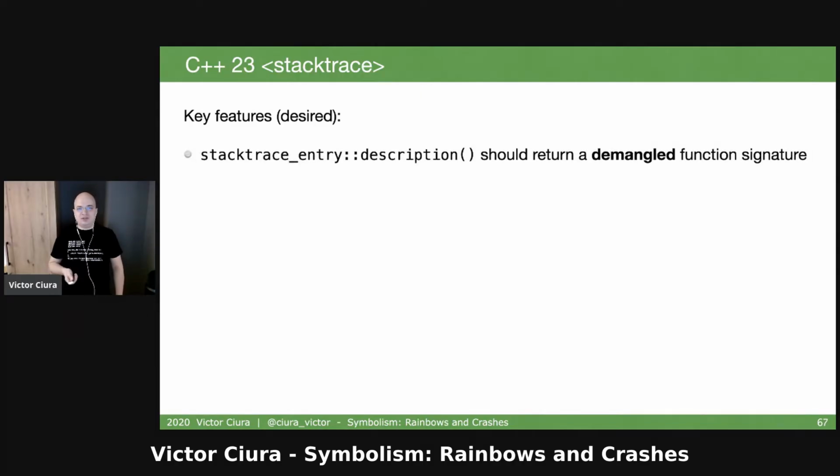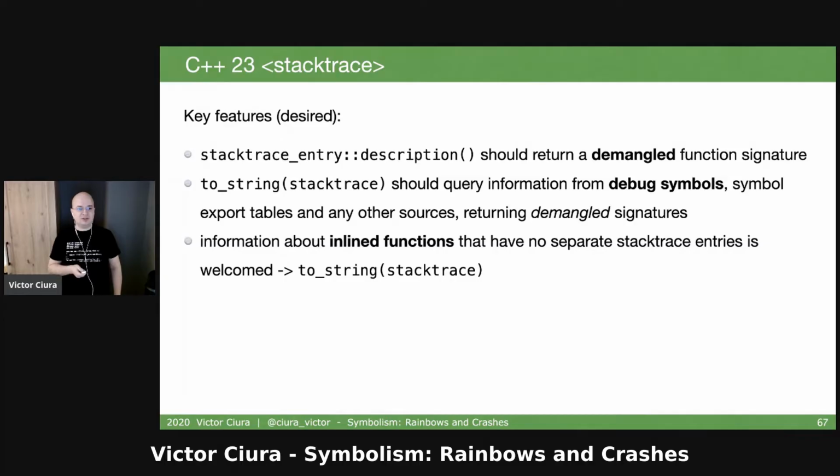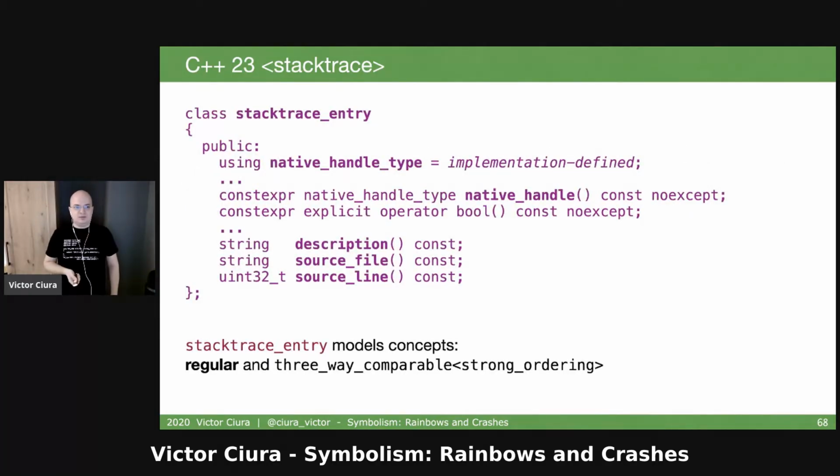You have a stack trace description that returns a demangled function signature. We've seen this already. You have helper functions like toString to get the debug symbols information and other resources and show demangled signatures. It should have support for inline functions and display entries for functions that have been inlined in the final binary. I think that is just merely guidance in the spec, and it should avoid doing any heavy operations in the constructors and the factory function, the static function current. So it should be fairly quick to invoke.